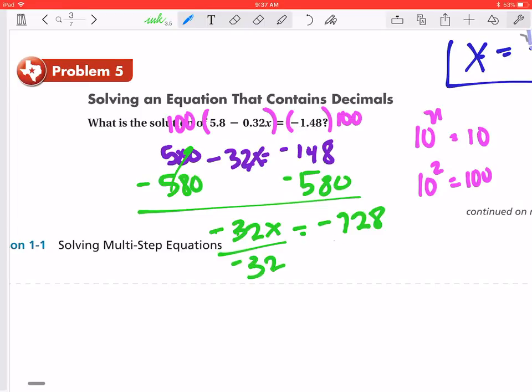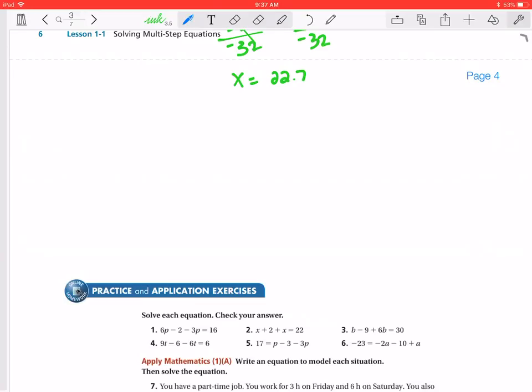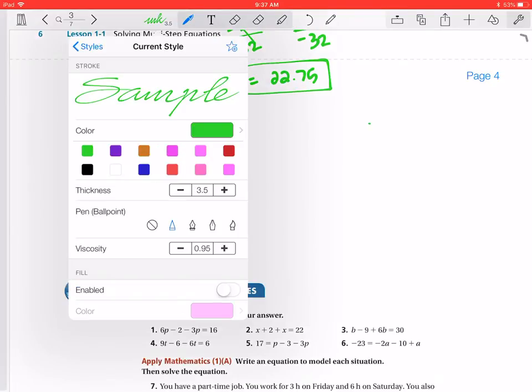Now I'm going to divide both sides by negative 32. That becomes a 1. x is going to be equal to positive 22.75. Okay, not so bad. And again, we can check it.